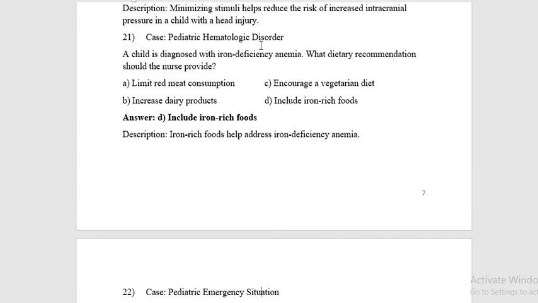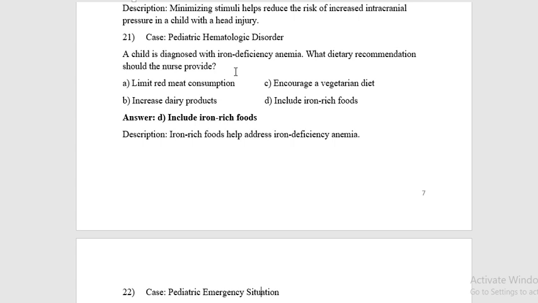Question 21. Also a case of pediatric hematology disorder. A child is diagnosed with iron deficiency anemia. What dietary recommendation should the nurse provide? A. Limit red meat consumption. B. Increase dairy products. C. Encourage a vegetarian diet. D. Include iron-rich foods.